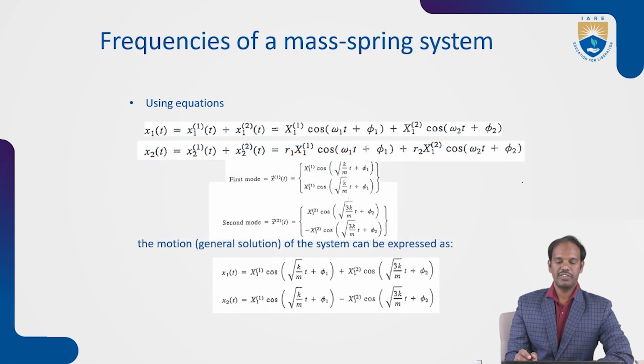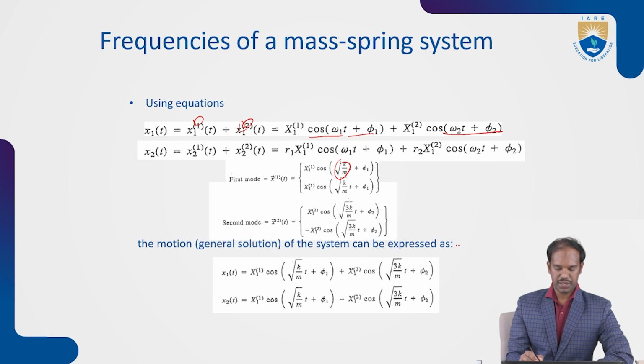Using these frequency equations for the mass-spring system, we follow this: x1 of t for mass 1 and x2 of t for mass 2. We can replace these with x1 cos of omega t plus phi, and x2 cos of omega 2 t plus phi. So we have replaced this again in the form of square root of k by m and square root of 3k by m.